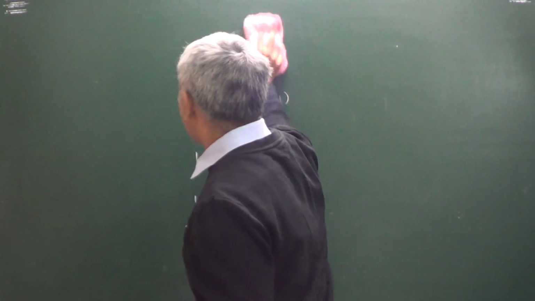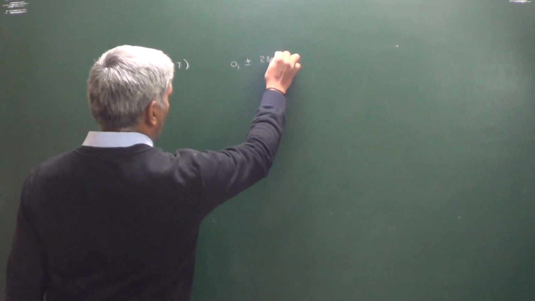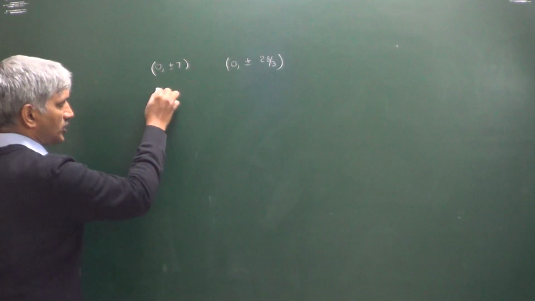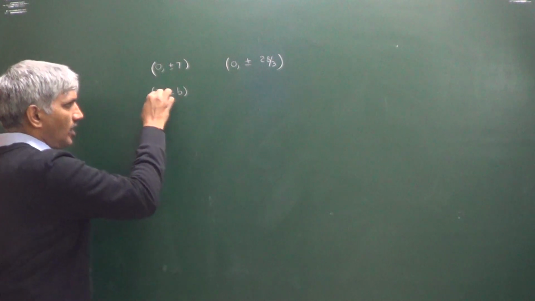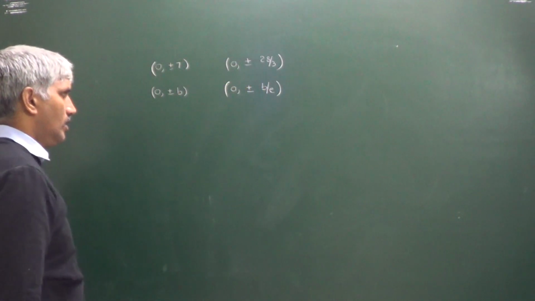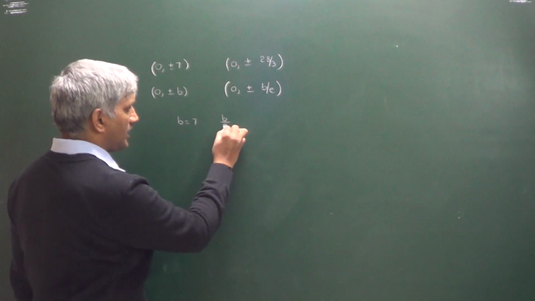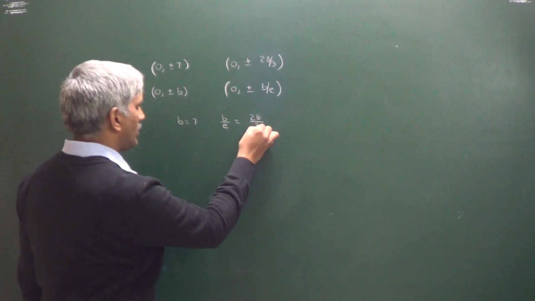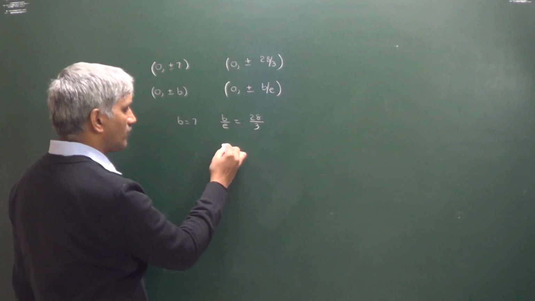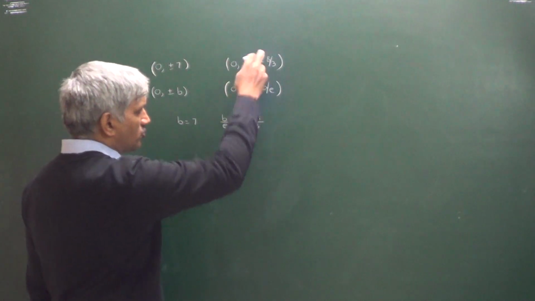So when those conditions are given, how to find out the equation? Vertices given 0 comma plus or minus 7, foci given 0 comma plus or minus 28 by 3. So he is saying these are the vertices 0 comma plus or minus b, and these are the coordinates of the foci 0 comma plus or minus b by e. Now from this, what is the b value? B is equal to 7, whereas b by e is equal to 28 divided by 3. B value 7, that's why we will get the value of e. So b is equal to 7 and b by e is equal to 28 by 3.